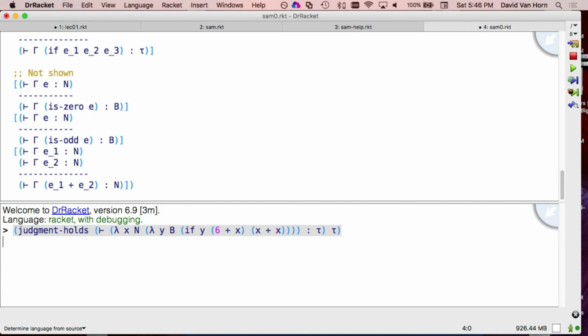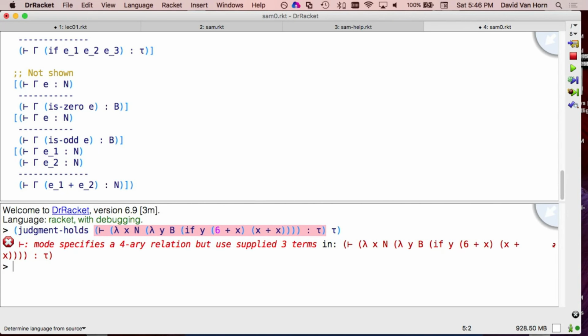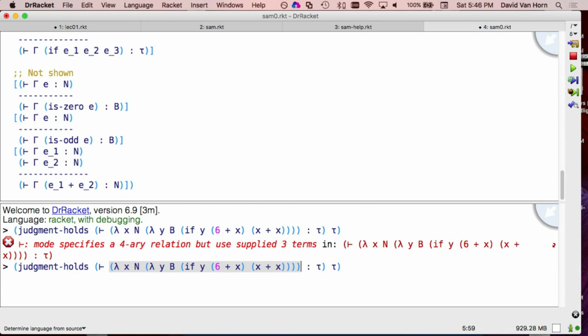And oops, I got my supplied 3. Oh, I didn't give it a type environment. Okay, so that expression has type nat arrow bool arrow nat. But maybe I want to actually see the proof that this expression has this type, so I can do that with this function called build derivations.